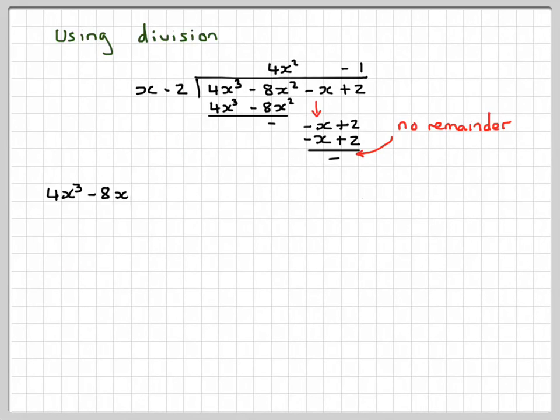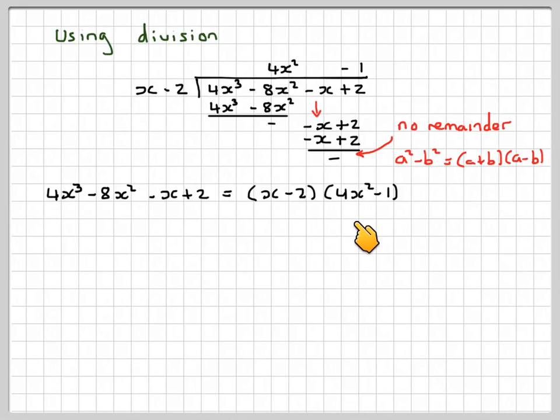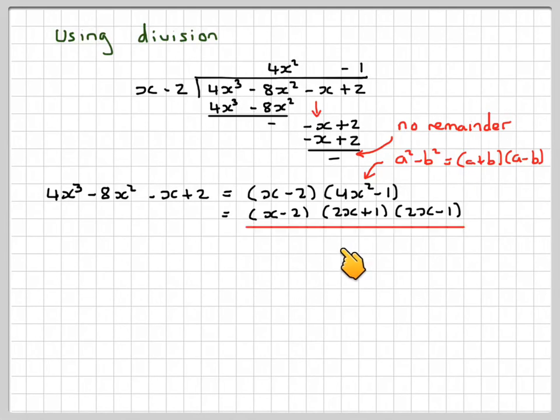So we have 4x cubed minus 8x squared minus x plus 2 is equal to x minus 2 times 4x squared minus 1. So what we're going to need to do is factorise this. We should be able to recognise this, that this is the form a squared minus b squared, which is a plus b, a minus b. It's called the difference of two squares. So we're going to have x minus 2 bracket 2x plus 1 times 2x minus 1 as the final answer.